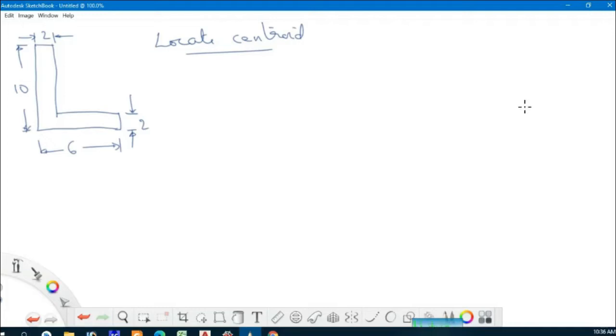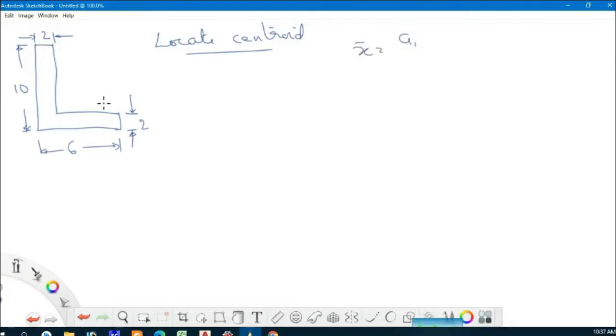Okay, so for this, what we do is we will divide this. Now this is an L section. We don't have a standard equation for the centroidal distances, like for a rectangle, where we can say a by 2 and b by 2. Like that we cannot say. So for this we need to use the equation x bar is equal to a1.